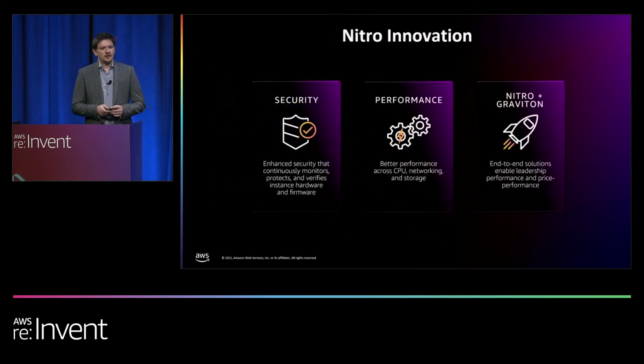So I've talked a little bit about how we innovated in our Intel CPU-based network portfolio. Of course, we also continue to innovate on our Graviton portfolio. The Nitro system enables us to offer state-of-the-art security, and at the same time offer better performance across CPU, networking, and storage. And we found that when we offer end-to-end AWS solutions with Nitro plus Graviton, we're able to offer customers the best performance and best price performance. So how did we leverage this in our next generation instances?